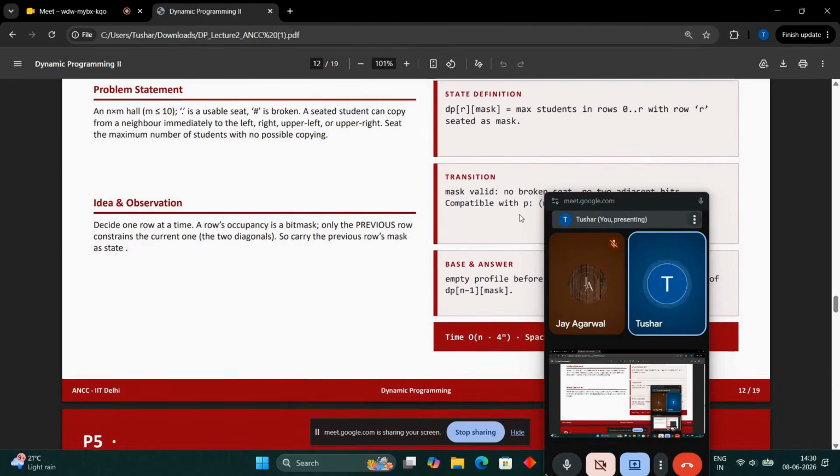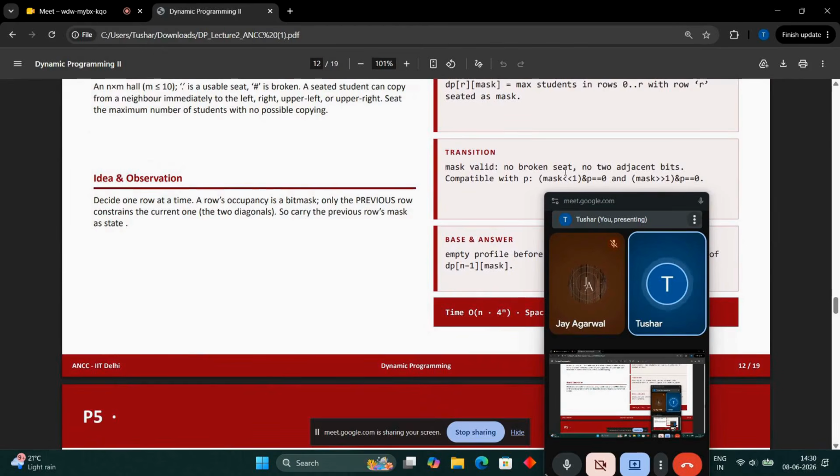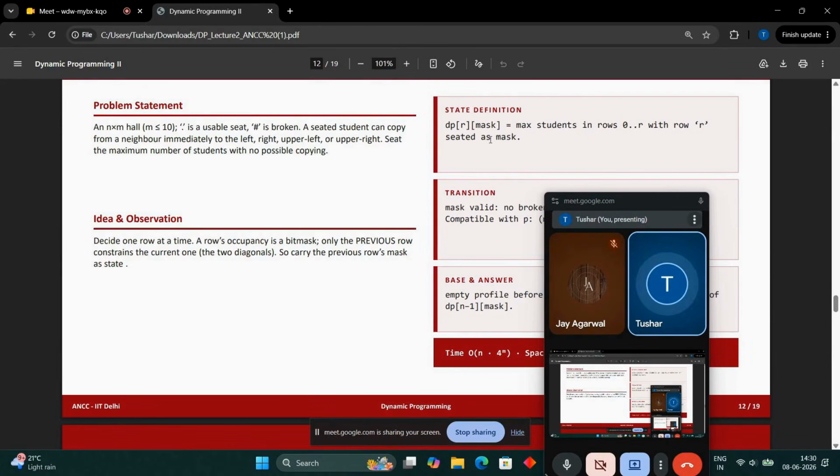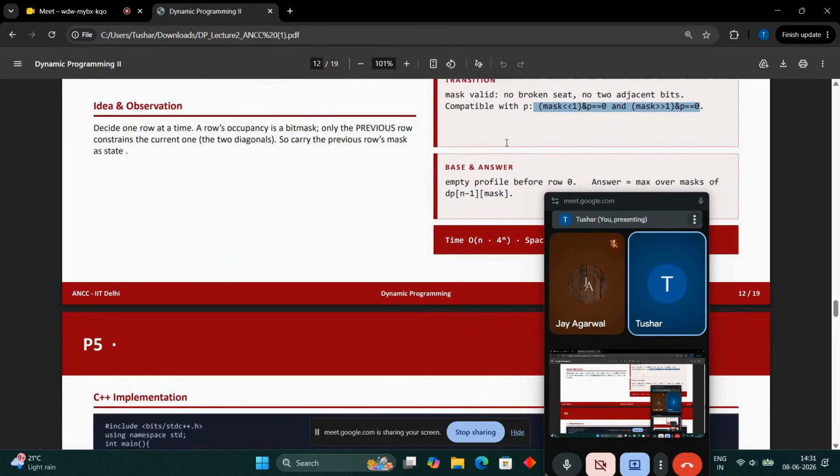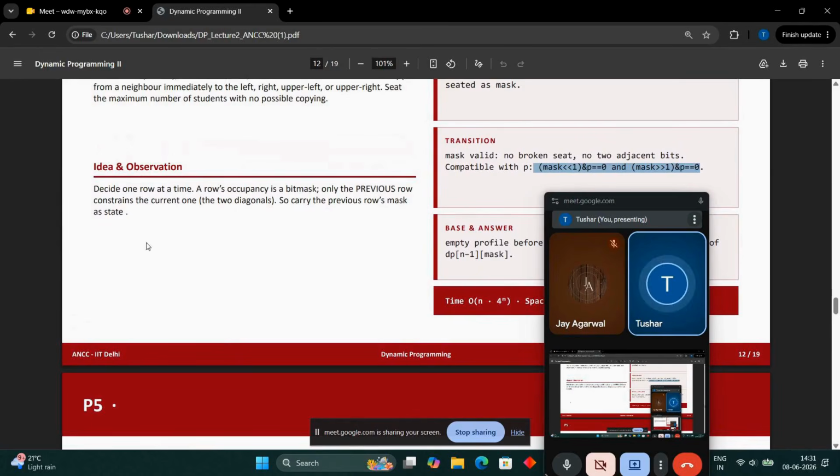A valid mask would be one where there are no two adjacent bits set. We can do the transition from the previous mask such that if the i-th bit is set in the current mask, then the (i-1)-th and (i+1)-th bits should not be set in the previous mask. So if we shift our mask left by 1, it should not have any common bit with P. And if we shift our mask right by 1, it should also not have any common bit with P. So from all such previous masks P, we can do a transition to the current mask M.